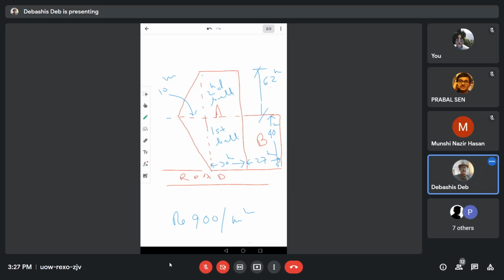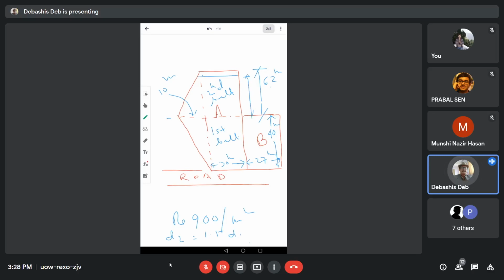Second belt. Now, we know that if I consider 40 meter as the first belt depth D1, then the second, D2, will be 1.5 into D1. Here D1 is 40 meter, and 40 into 1.5 means it is 60 meter. So according to our theory, the second belt should come up to this 60 meter.